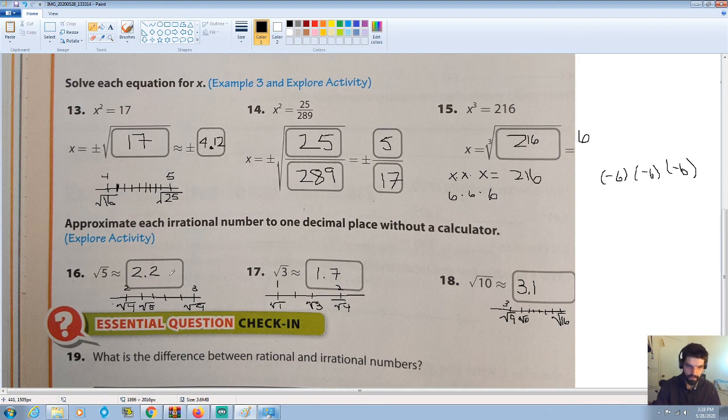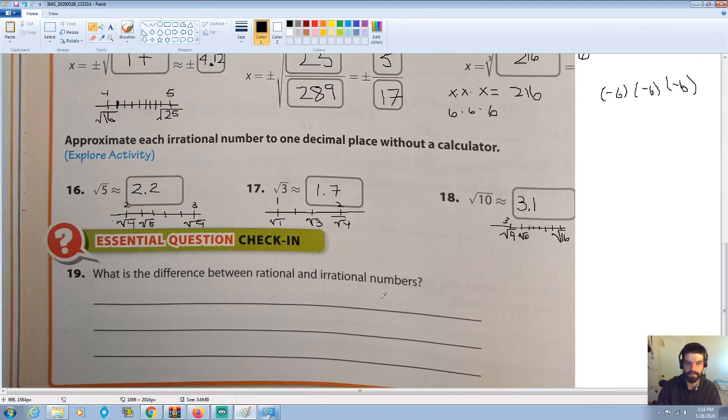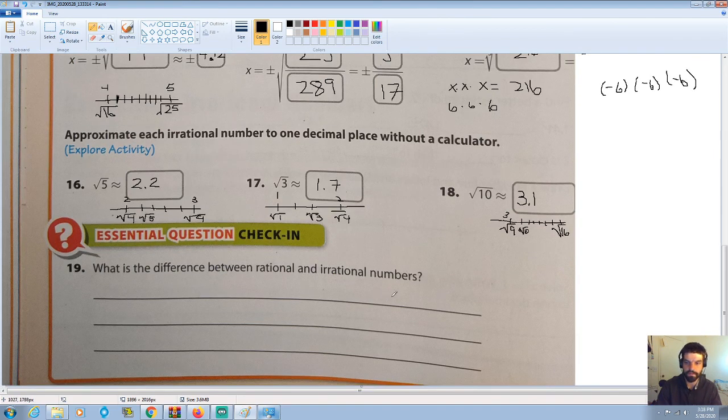Okay, so again, these are approximations, but we can definitely use this number line strategy to kind of see the decimal place of the square root. Again, these are going to be irrational numbers, so we're approximating here because they're not going to be perfect squares. They're not going to result in an integer as a solution.